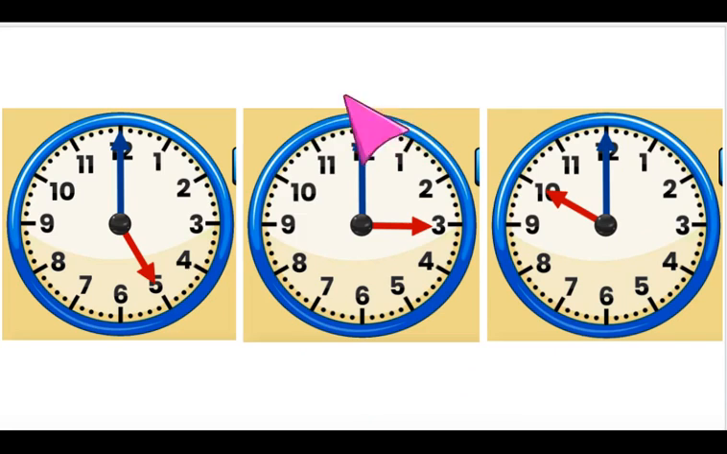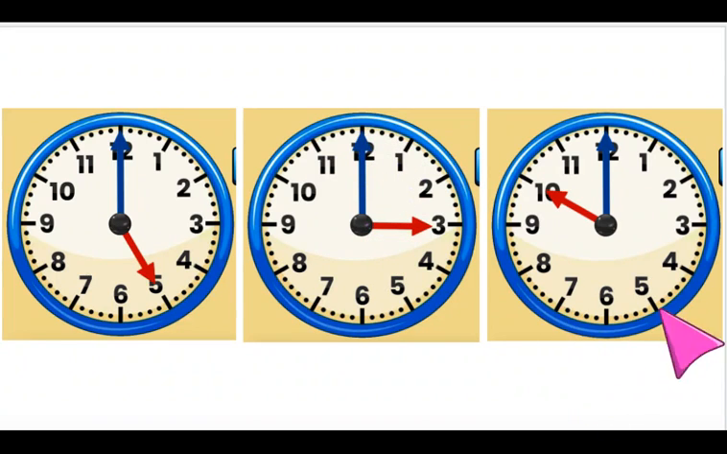Great job. Take a peek at the second clock over here. What time does this clock show? 3 o'clock. Very good. The hour hand is pointing at the 3, so we know we are in the 3 o'clock hour. And the minute hand is pointing all the way up to the 12. And this shows that there's 0 minutes so far in the hour, so it's 3 o'clock.